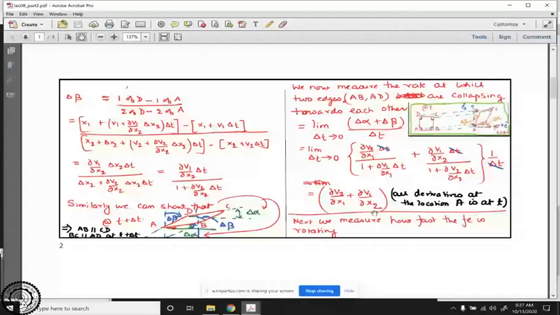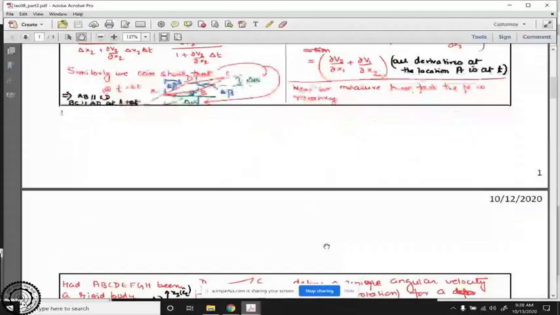So this is the rate at which they are collapsing towards each other. Now let us measure the rate at which the fluid element is rotating. The quantity that I just looked at is not the rate of rotation. That is the rate at which two edges collapse towards each other. But now I'm asking a different question: measure how fast the fluid element is rotating.